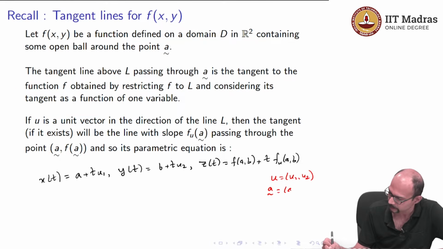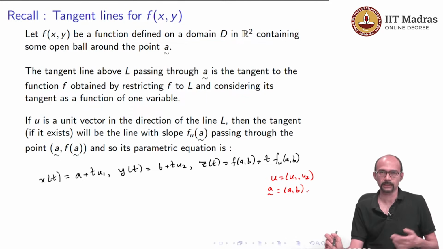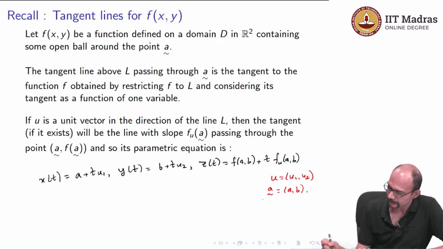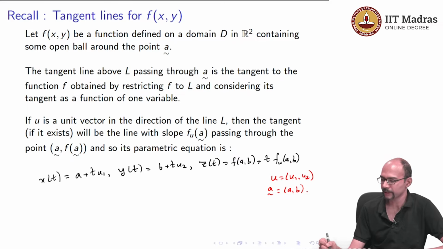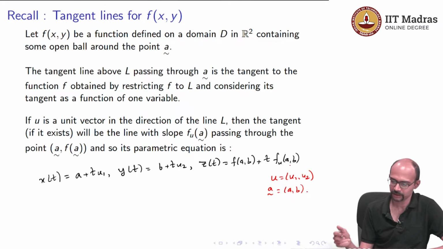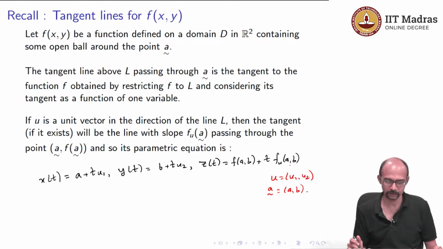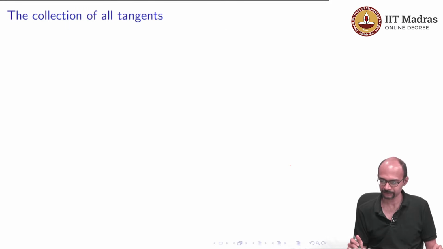The coordinates of a tilde are (a, b) in two dimensions. If you want to think of it in R3, it is (a, b, 0). And f_u of (a, b) is the directional derivative of f in the direction of the unit vector u at the point (a, b). So, this explains everything, and as you vary t you get different points on this line. This was how the parametric equation was for the tangent line.